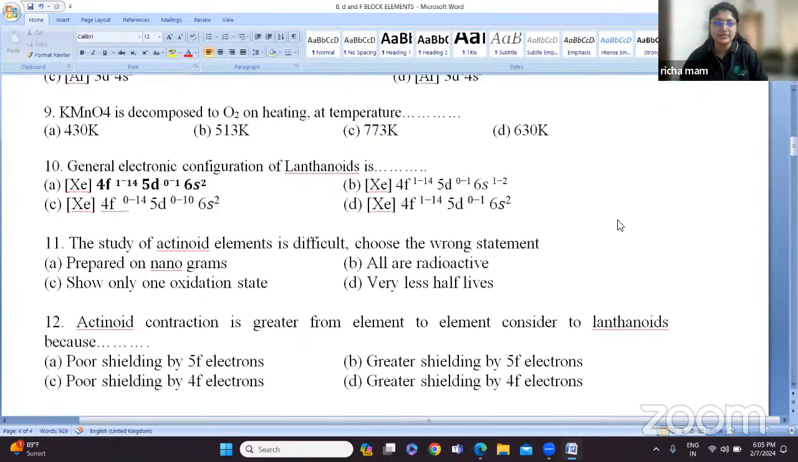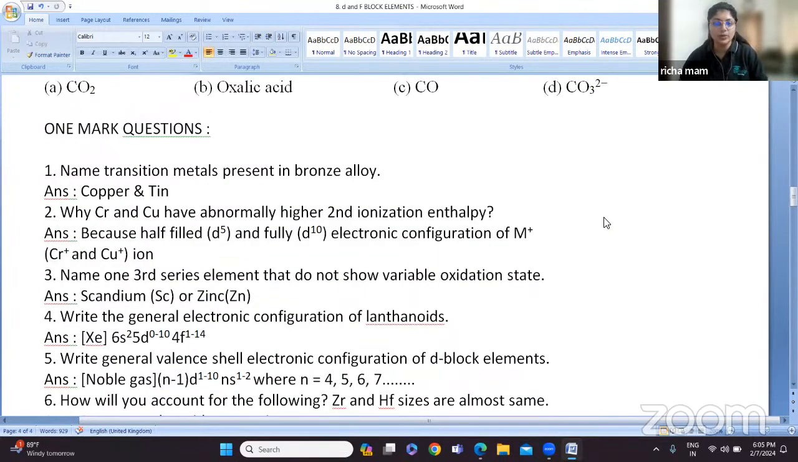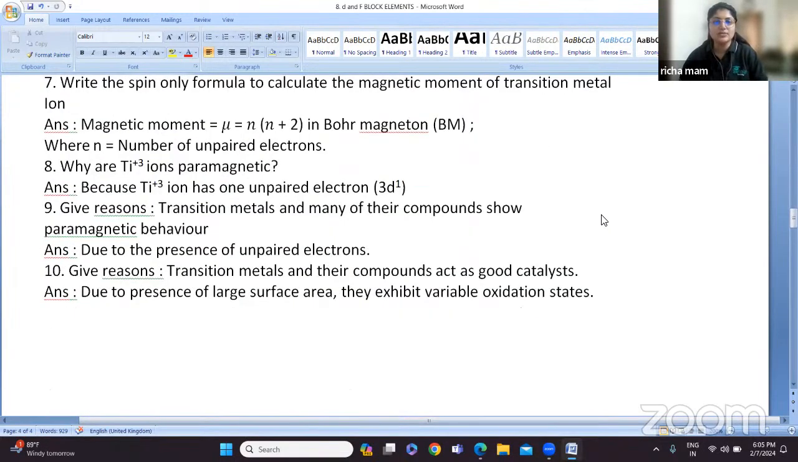In the previous class, we have seen the MCQs from this particular chapter and 1 mark questions also. These are some of the important 1 mark questions. The 3 marks question can be asked directly for 3 marks, or else as 2 plus 1 mark.